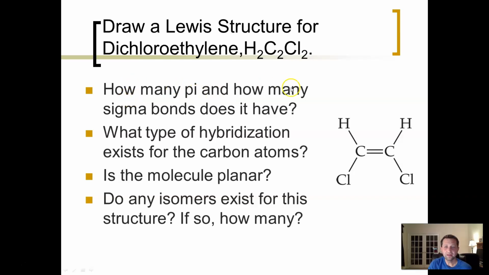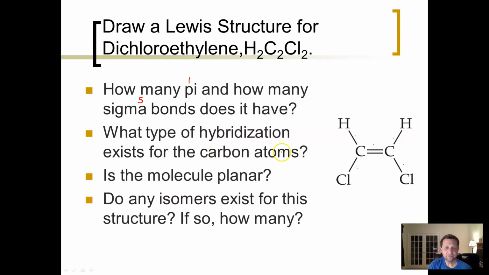So how many pi bonds and how many sigma bonds does it have? So let's knock this out real quick. We'll do sigma bonds first. You have 1, 2, 3, 4, and there's a double bond here. One of the double bonds, like one of those, is a sigma. So 1, 2, 3, 4, 5. So we have 5 sigma bonds. And how many pi bonds? The other bond in the double bond will be a pi. So that's 1. So 1 pi, 5 sigma.